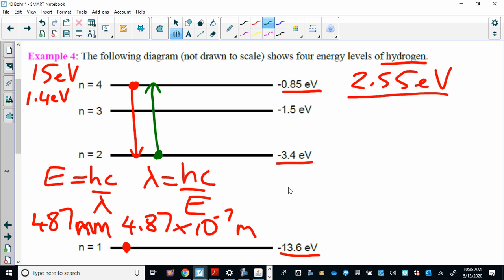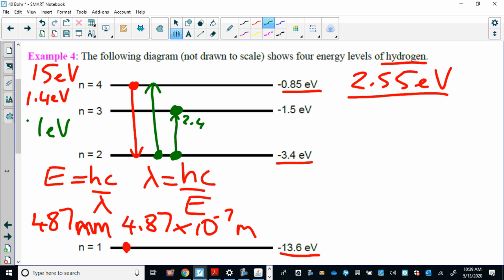But what if an electron is in level 2 and absorbs, let's say, 1 electron volt of energy? So a photon comes along, has 1 electron volt of energy. What will happen? Will it go up to here, 2.4? No, it will not. It won't do anything. It won't have any effect on the electron whatsoever because of these discrete energy levels, this quantization. The electron can exist here or here, but it cannot exist in between. So if 1 electron volt of energy comes, it will have no effect on it at all.